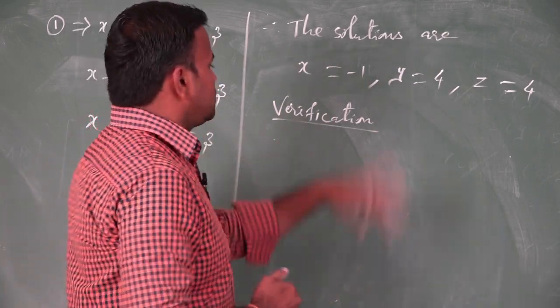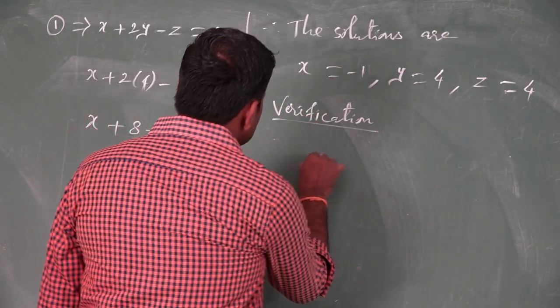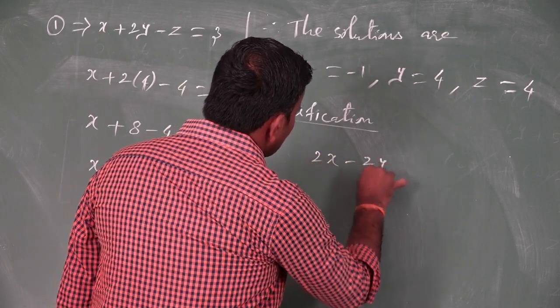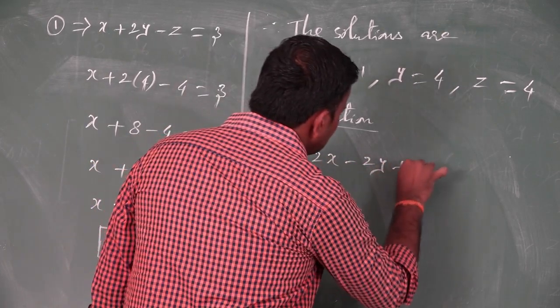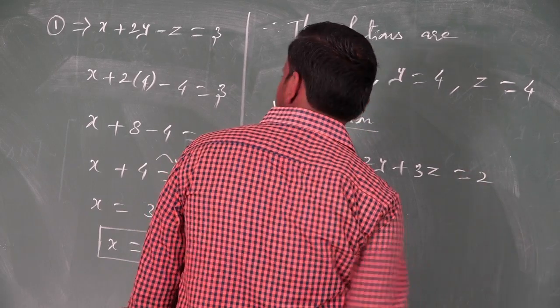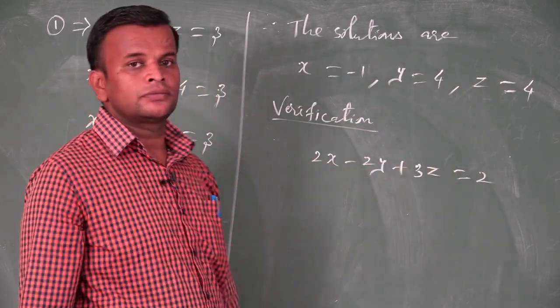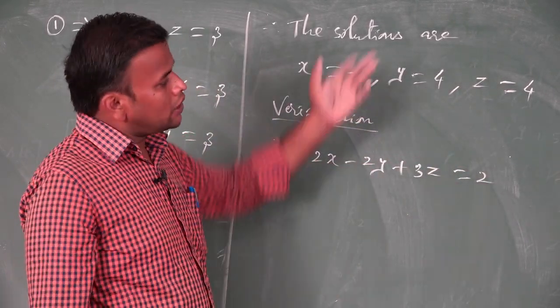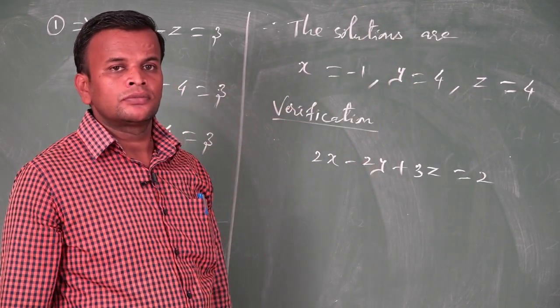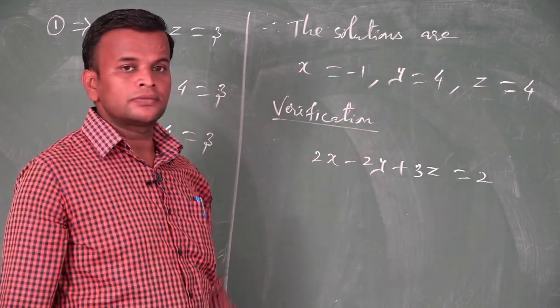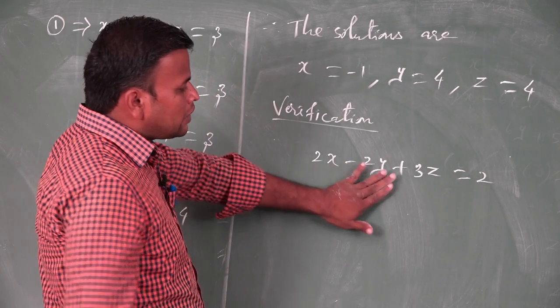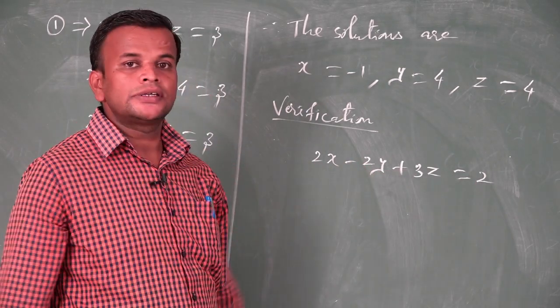So in the three equations, I will take one equation. The equation is 2x minus 2y plus 3z is equal to 2. I will take this equation, or your choice, you can take the other two equations also. To substitute these values, suppose the LHS value is exactly equal to 2, our answer is correct.